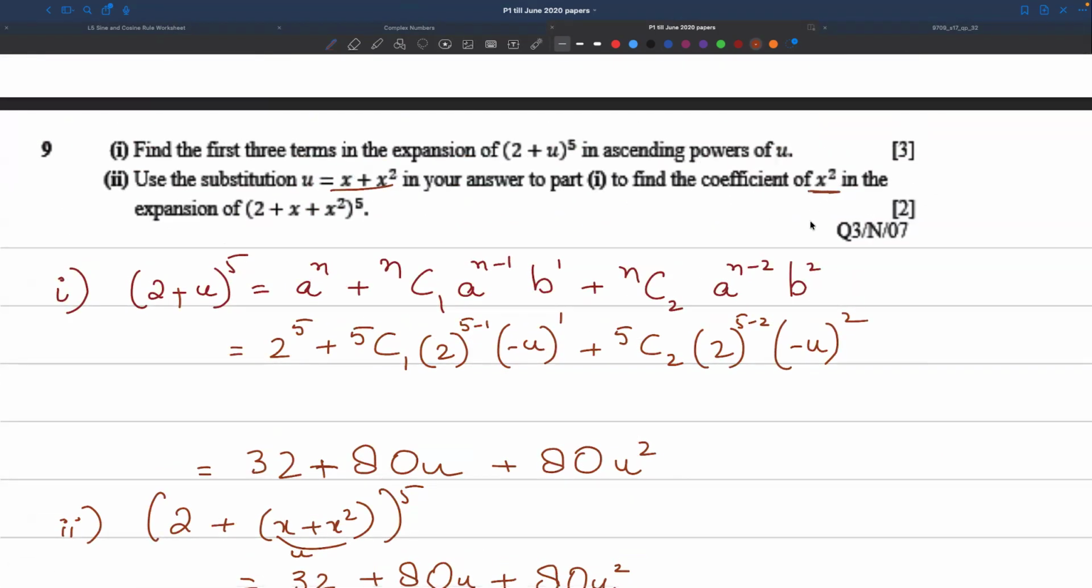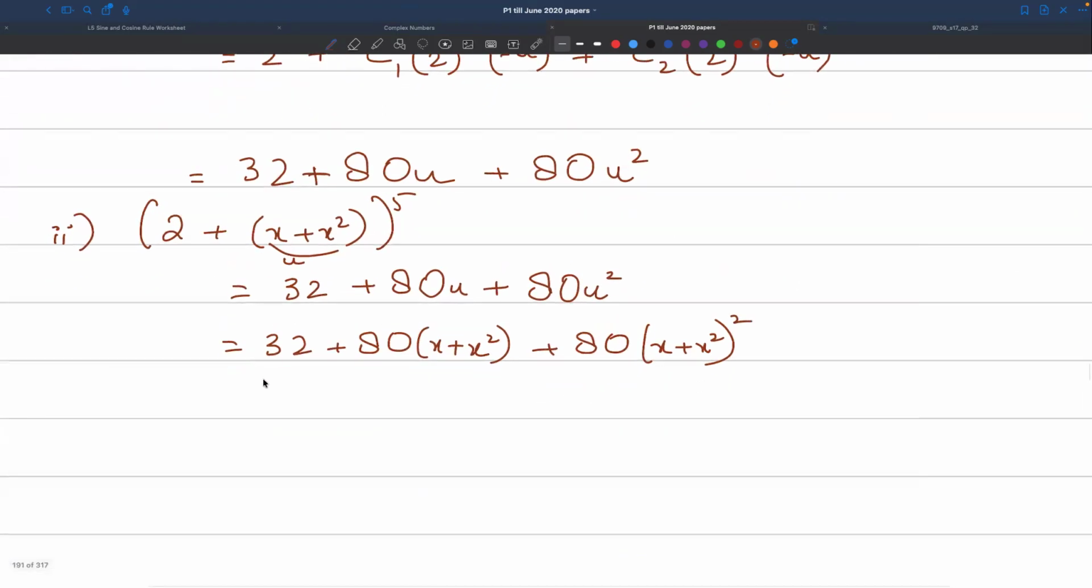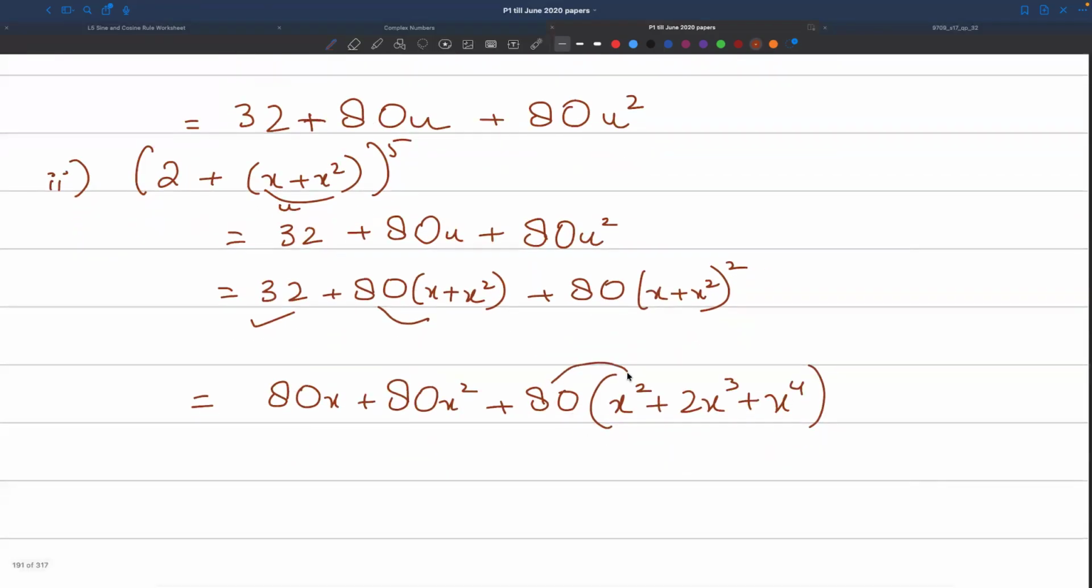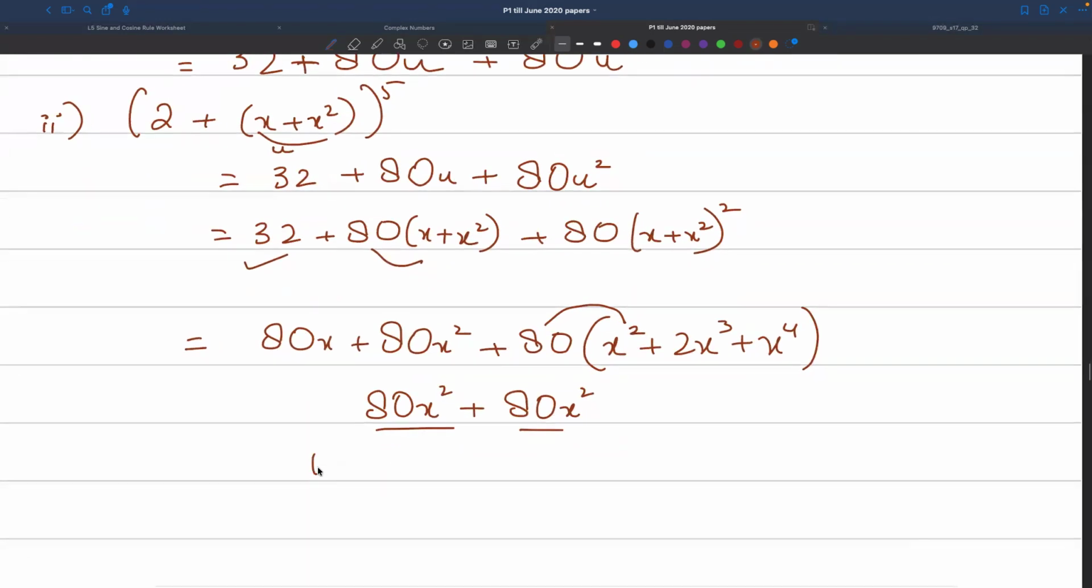We have to find the coefficient of x square, okay? Achha, 32 we can ignore, right? So this will become 80x, which we will also ignore, but for now I'm writing it down. You will expand this, so this will become x square plus 2x cube plus x power 4. Now from over here, the only x square term is 80 into x square, isn't it? I can ignore the remaining. If it was asking for x cube, x4, I would have written it down. So 80 plus 80 will make it 160 x square. So the coefficient will be 160. Clear?